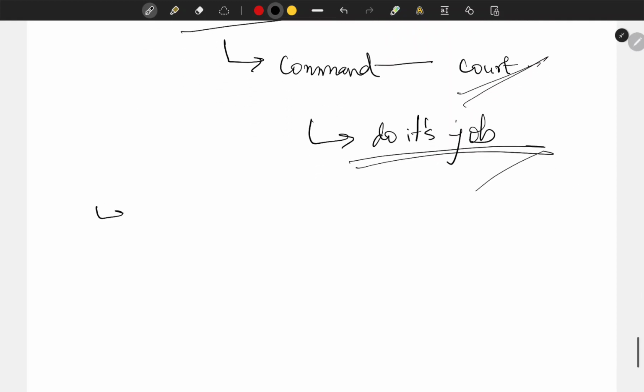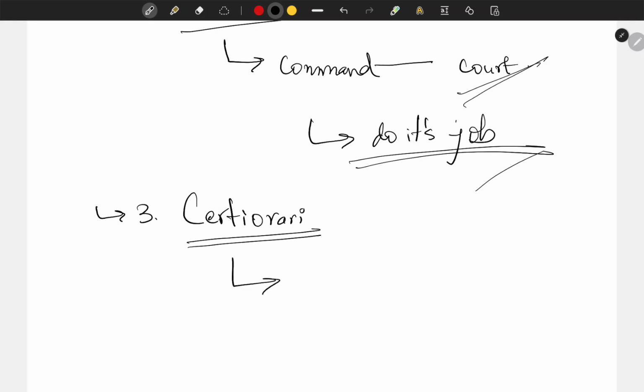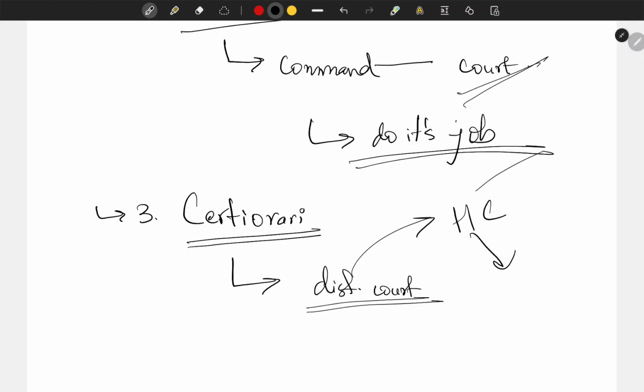All right. Then, on number 3, we have certiorari. What does this mean? This essentially ensures the hierarchy of the courts. Suppose there is a district court and it gave an order which was not under its jurisdiction. The higher court of a district court is the High Court. The higher court of the High Court is the Supreme Court. So an order given by a lower court can be squashed, can be wiped off by an order of the higher court.